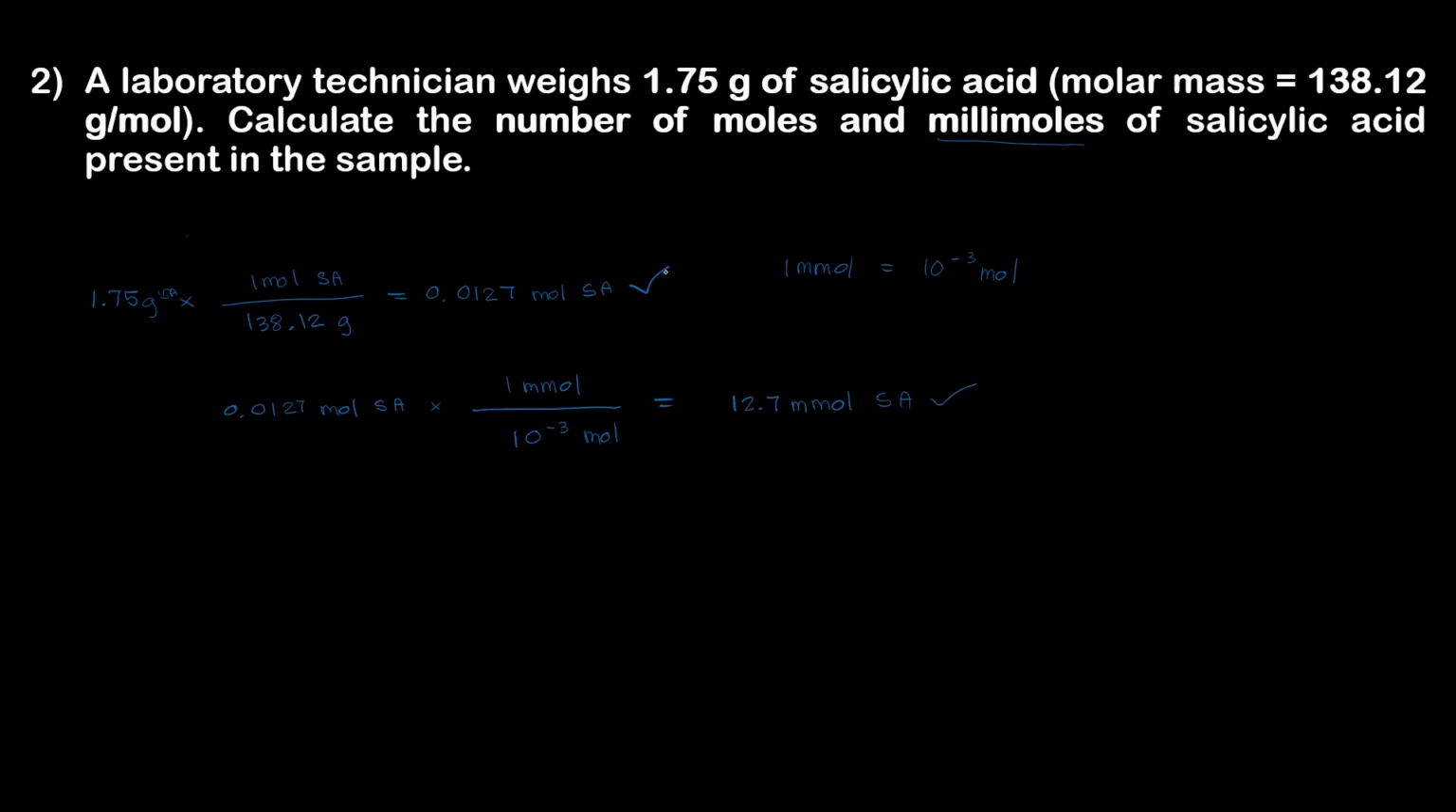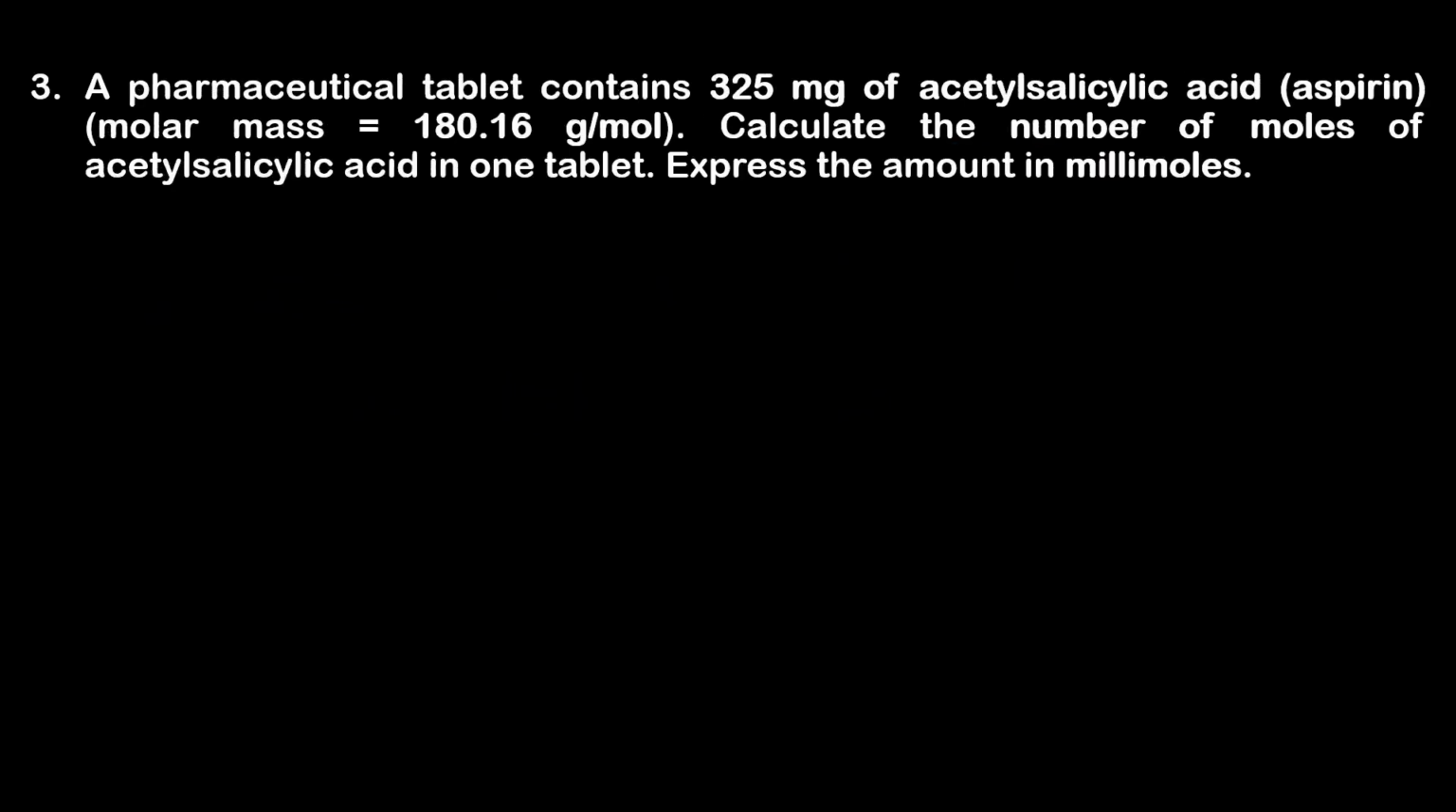So this is easy. Okay, so let's have the last question. This is actually an easy question. Okay, so this can practice your conversion skills. Next, a pharmaceutical tablet contains 325 milligrams of acetylsalicylic acid or aspirin with a molar mass 180.16 grams per mole. Calculate the number of moles of acetylsalicylic acid in one tablet. Okay, so one tablet weighs 325 milligrams. Express the amount in millimoles.